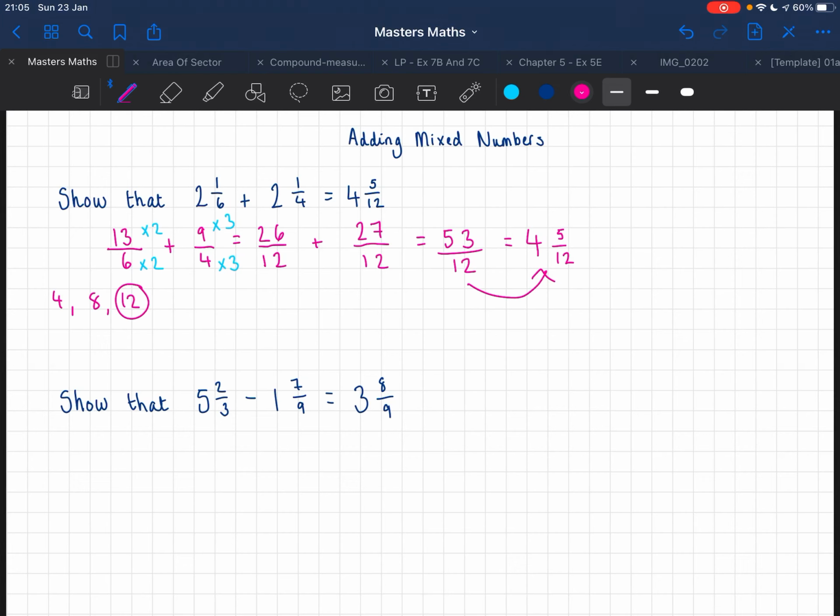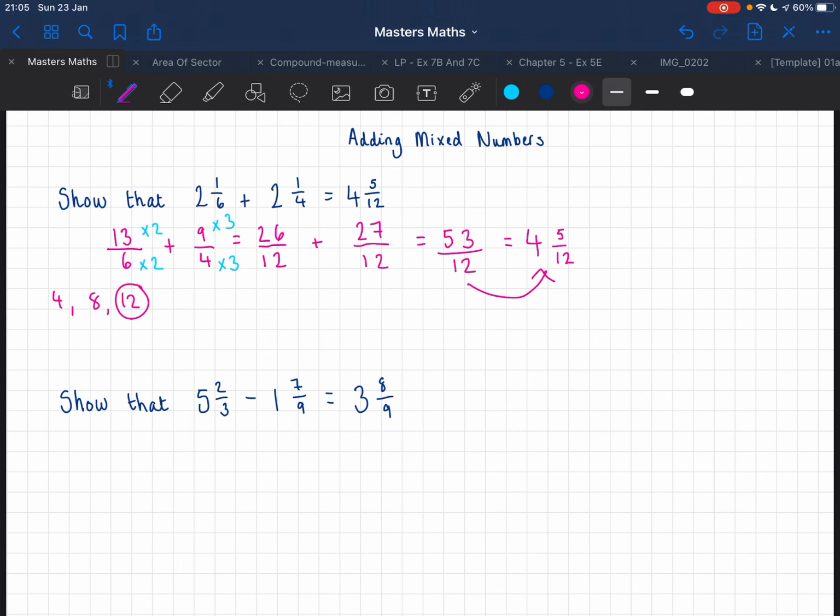It's enough to say that 53 over 12 is the same as 4 and 5 over 12, because all we've done is change the improper fraction back into a mixed number. And now I've shown it. Using the working out, I've shown that 2 1/6 plus 2 over 2 1/4 is the same as 4 and 5 over 12. So I'm done. I hope that makes sense.